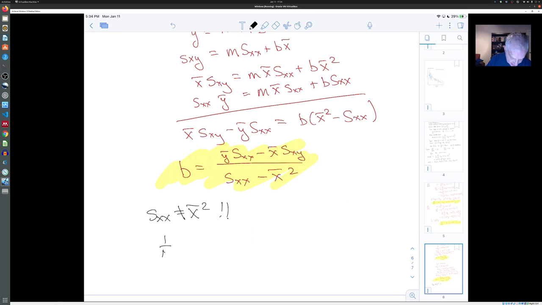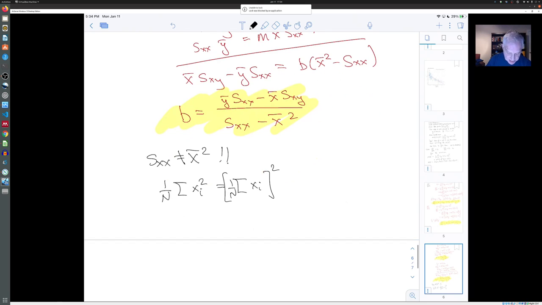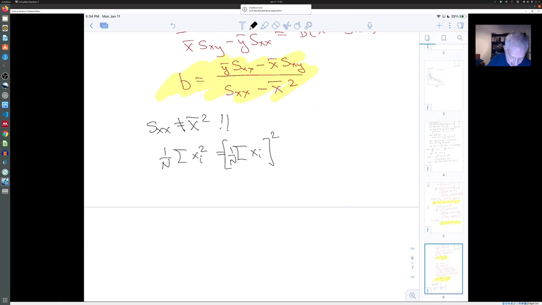sxx is 1 over n sum xi squared, and x bar squared is the sum of xi, times 1 over n, squared. So for these two things to be equal, we would need to have n times the sum of xi squared equals the square of the sum of xi. And that happens if all the xi are equal. And in fact, that's the only way it can be true.